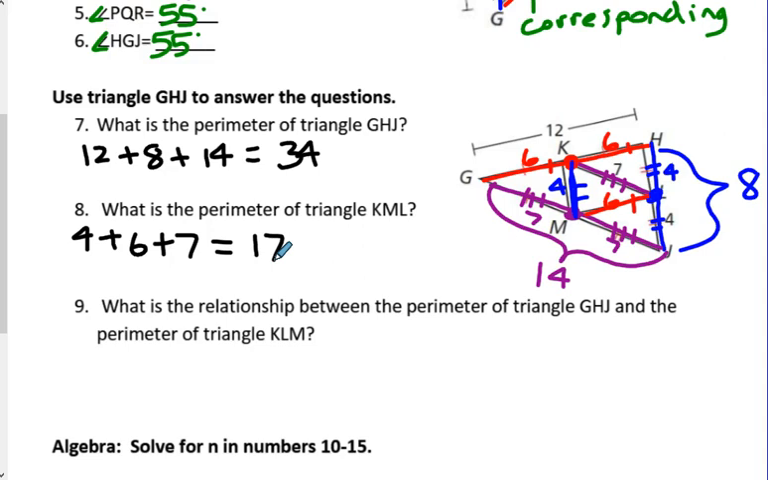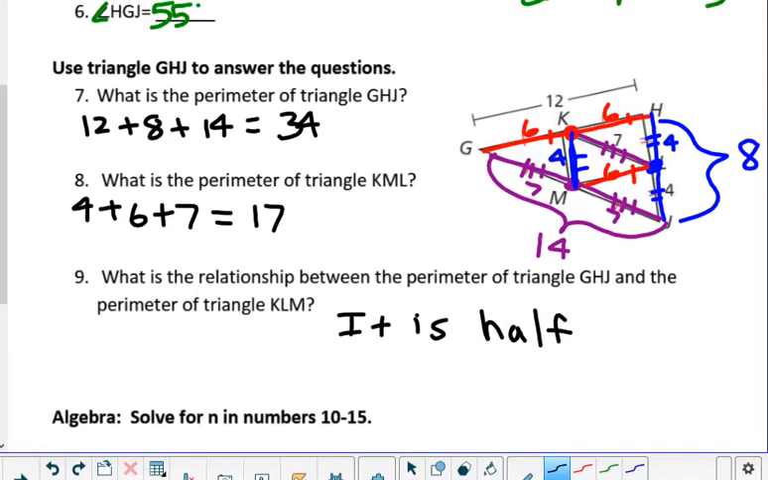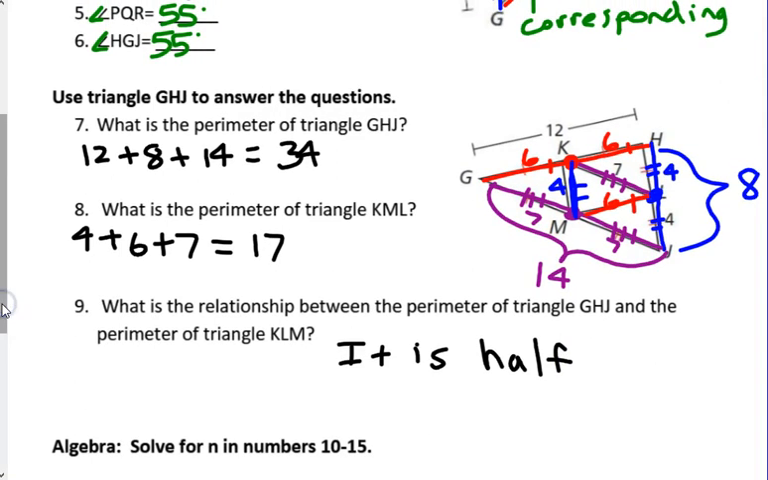Number 9, what is the relationship between the perimeter of triangle GHJ and the perimeter of triangle KLM? That's what we just said. It is half. So if you can find one of those perimeters, you can find the other one just by dividing by 2. Alright?